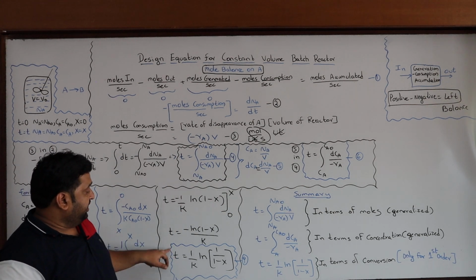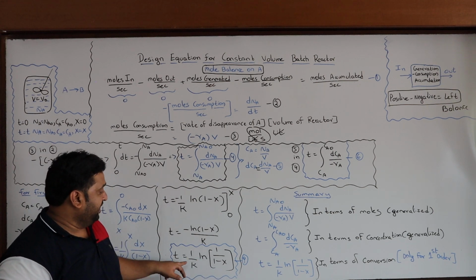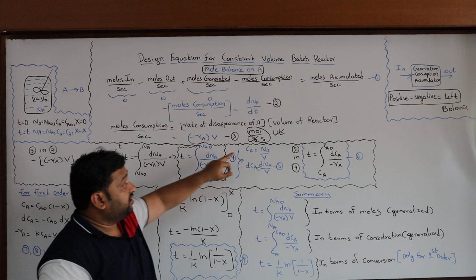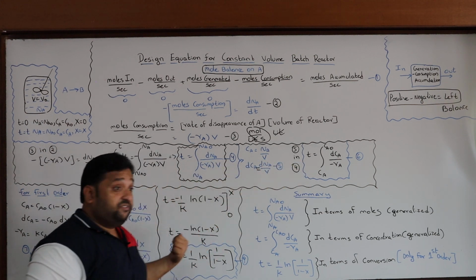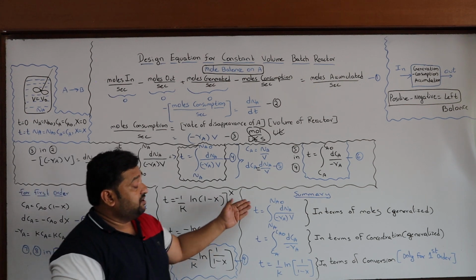That means t equal to 1 by k into ln 1 by 1 minus x. That means you can use this equation to find time. For the first order, you can use this equation to find time. So that is the summary.